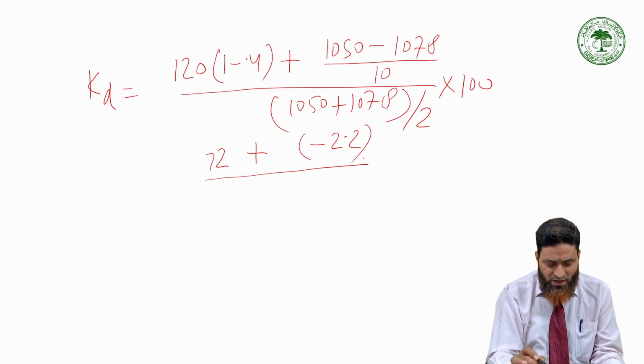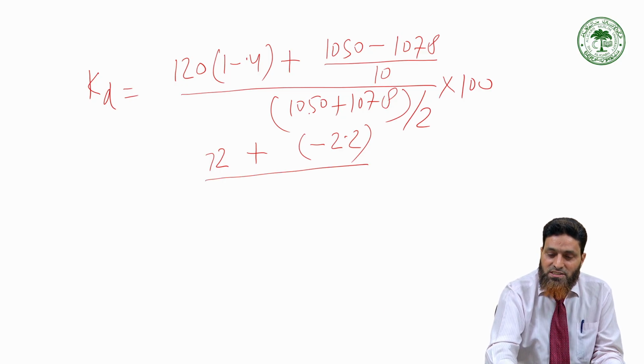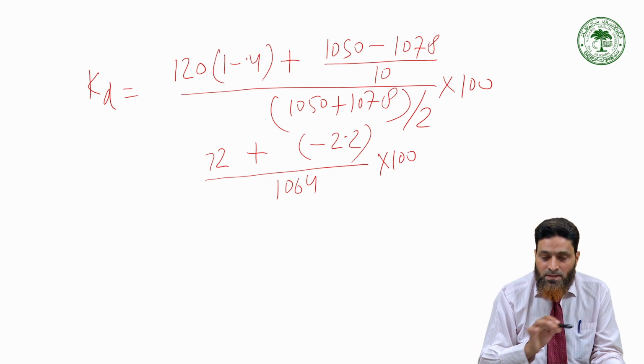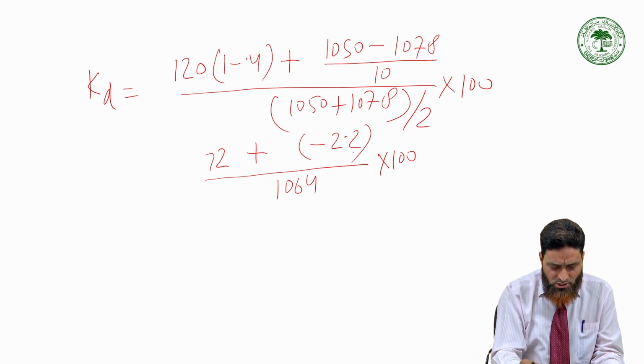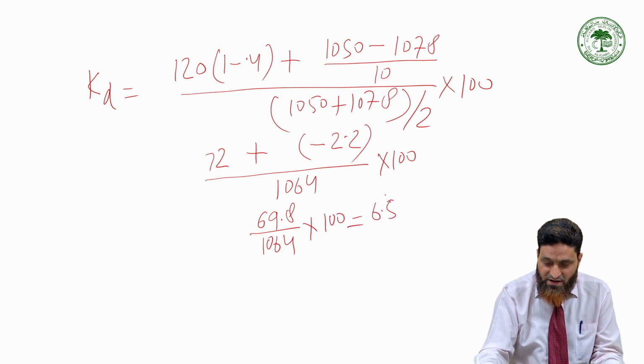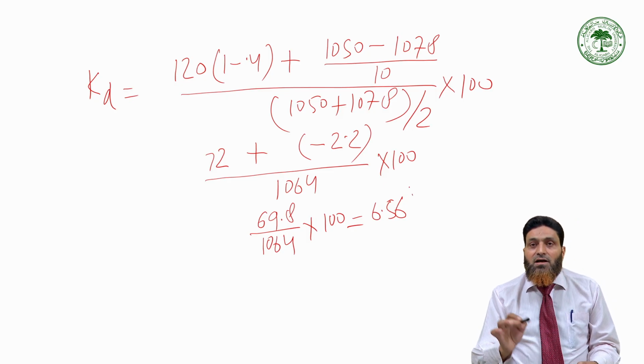Whole upon, we have to take the average of this 1050 plus 1078 and divide by 2. So average of this 1064 multiplied by 100. So again you calculate 72 minus 2.2, so it will be 69.8. 69.8 divided by 1064 multiplied by 100 is equal to 6.56. This is the cost of debt.